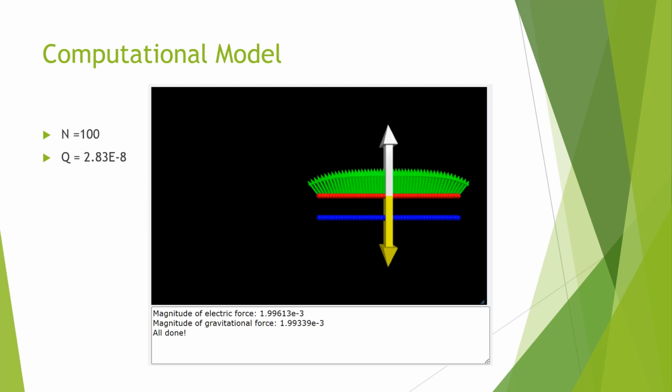Here, you can see the same number of segments, but the charge was increased to 2.83 e to the negative 8, and now the magnitude of the electric force and the magnitude of the gravitational force are roughly equal.